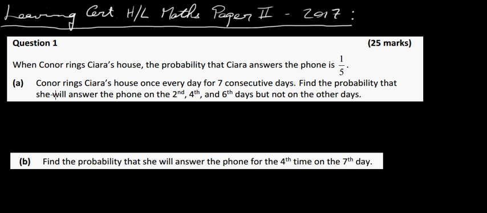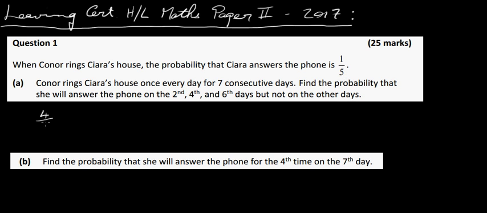1/5. Connor rings Ciara's house once every day for 7 consecutive days. Find the probability that she will answer the phone on the 2nd, 4th and 6th days, but not on the other days. Okay, so on day 1 then she doesn't answer the phone, so the probability she doesn't answer the phone is going to be 4/5.